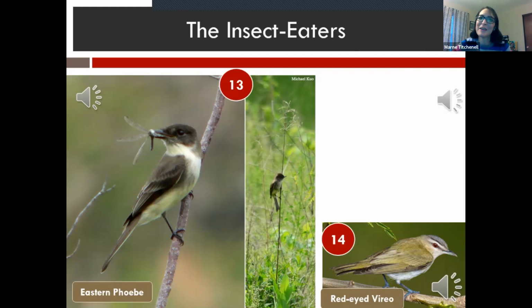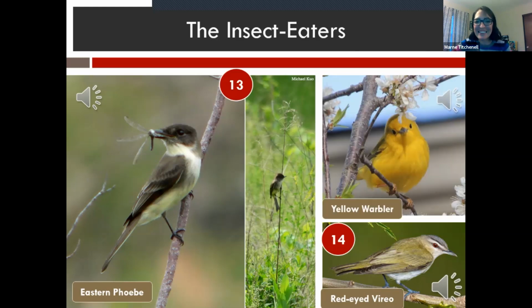And last but not least, we have our warblers. There are over 50 species of warblers in North America, but few combine brilliant bright color and easy viewing as the yellow warbler, and that's who you're looking at right here.